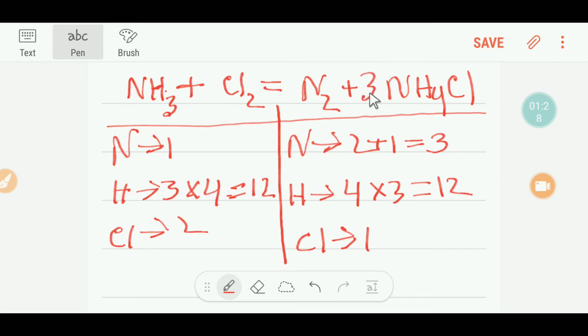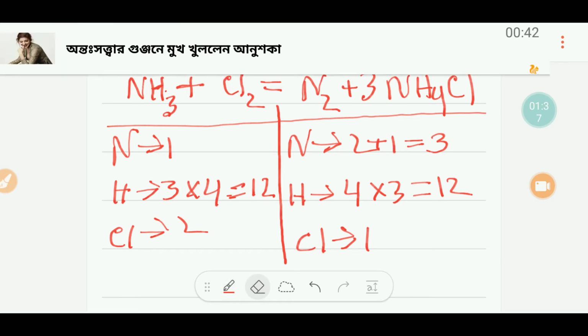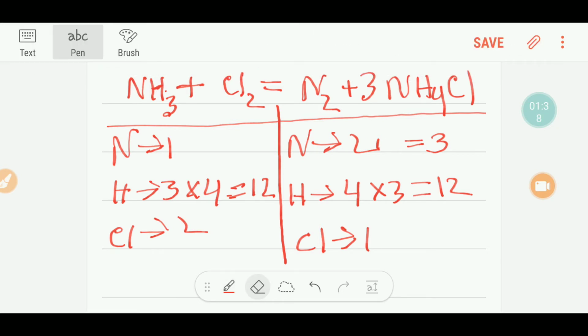If I place coefficient 3 here, the number of nitrogen will be 3 plus 2, that is 5. So here you have to change the number of nitrogen, 3 plus 2, that gives you 5, right? And here the number of hydrogen will be 3 times 4, that is 12, and 3 times 1, that is 3. You are getting here 3 chlorine, right?